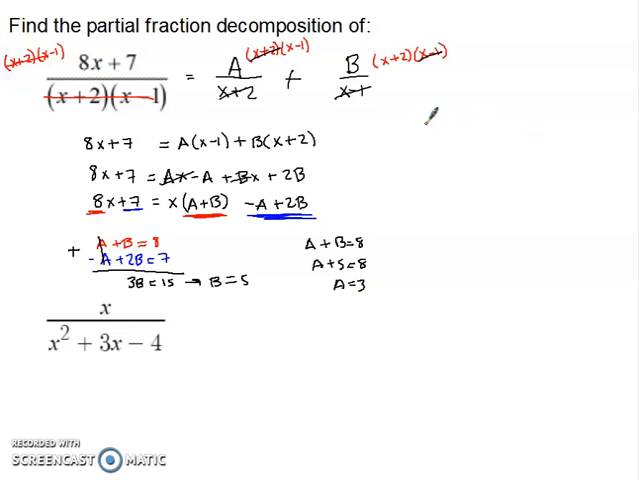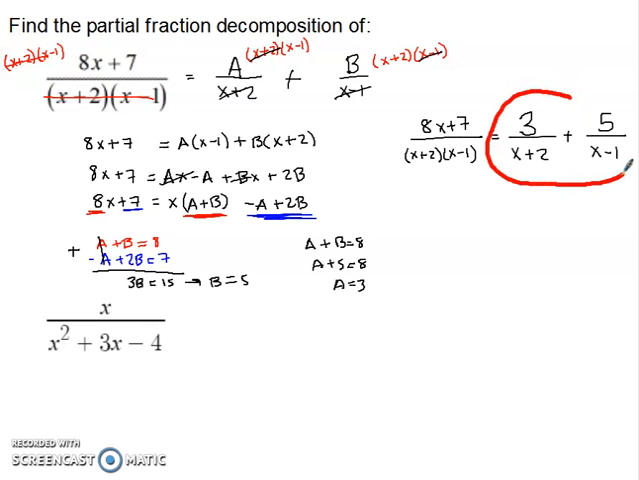So what we have found is that if I start with my original fraction, 8x plus 7 over x plus 2, x minus 1, I can decompose that into a fraction of denominator x plus 2 and denominator x minus 1, where a is the numerator on x plus 2, so that would be a 3, and b, which is 5, is the numerator on x minus 1. So the partial fraction decomposition of my original expression is 3 over x plus 2 plus 5 over x minus 1.